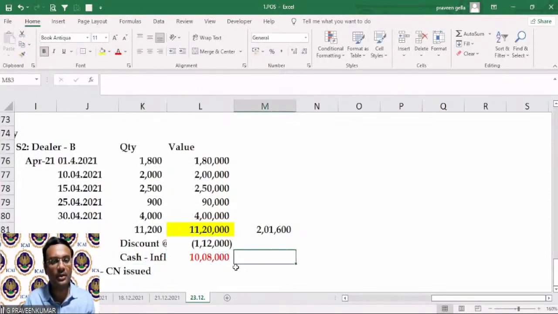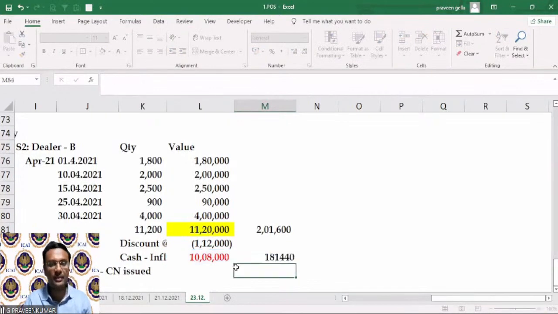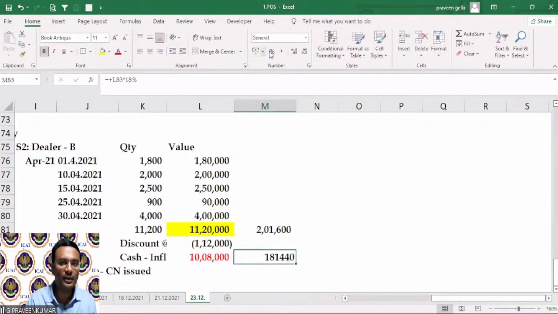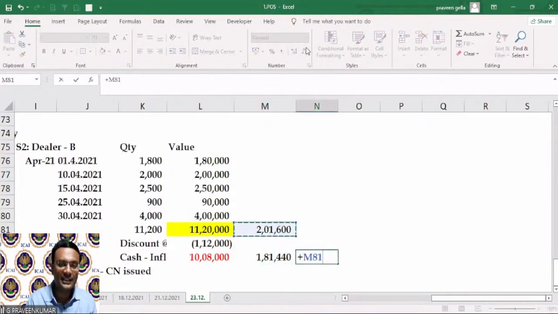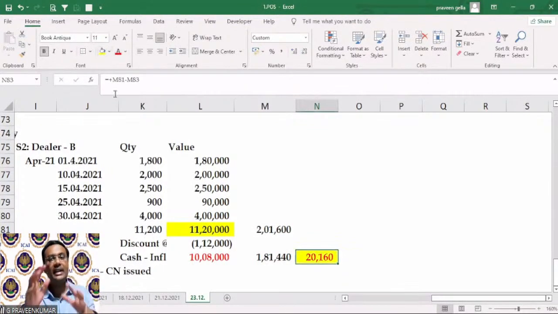How much have they received? Only 10,08,000. On 10,08,000, 18% happens to be 1,81,440. Now, this is a cash flow issue. This is the point where you, as a professional chartered accountant, will start thinking once you get into the corporate world: cash flow issues. How do we reduce this exposure?